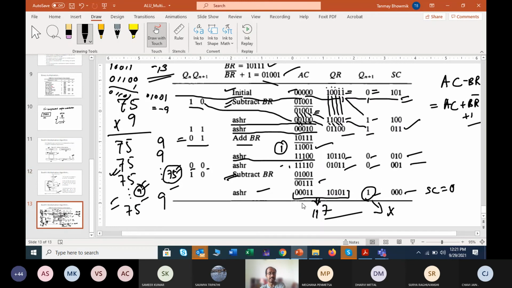Your product is in AC and QR. This is a simple thing, because this QR, the Qn plus 1, is actually taken as an extra bit, right? And we have also already checked that whenever you are multiplying, the resultant bit count should be the bit number of the multiplicand plus the multiplier. So it is not any extra thing, we will keep the same thing.